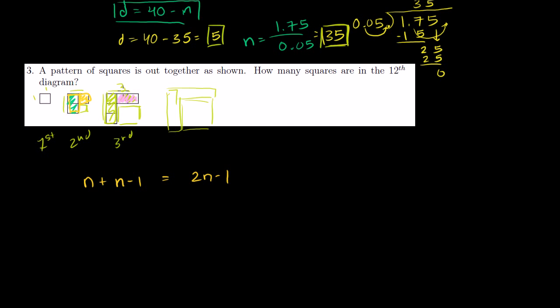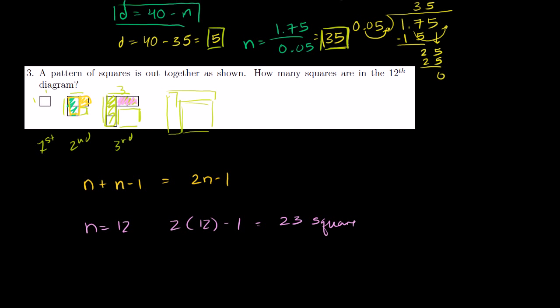2 times 3 minus 1 is 5. 1, 2, 3, 4, 5. So it works for these three. So for the 12th square, when n is equal to 12, it's going to be 2 times 12 minus 1, which is equal to 24 minus 1, which is equal to 23 squares in the 12th diagram. Actually, I said let's do only one more. Let's do another one. And we're in the zone.